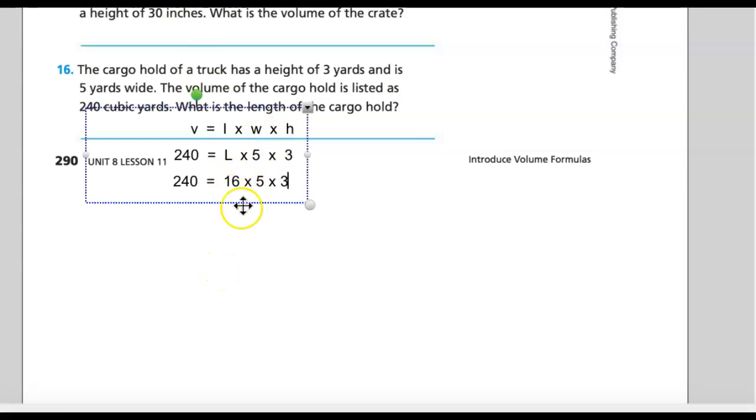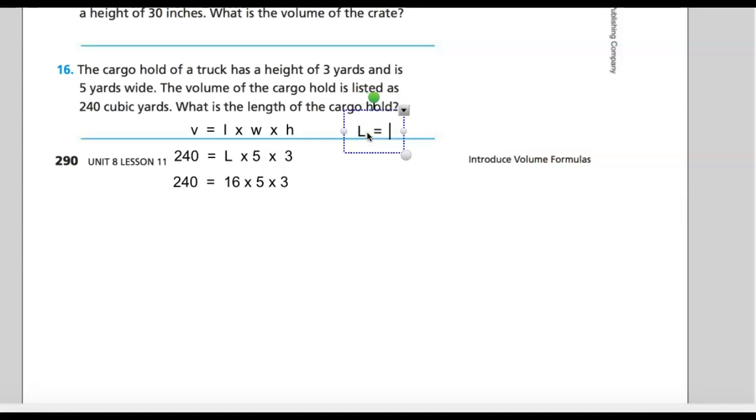So I didn't want to do the old guess and check, so I did division. I did 240 divided by 15, which gave me 16. So hopefully you guys found that as well. So what you want to say is length is equal to 16 because that's the missing answer up here.